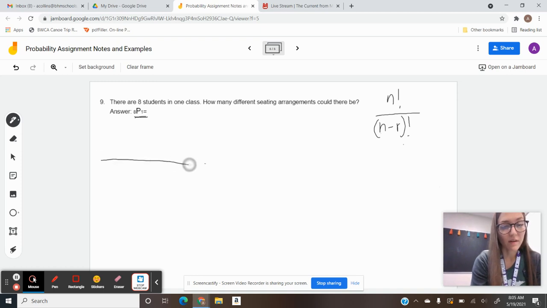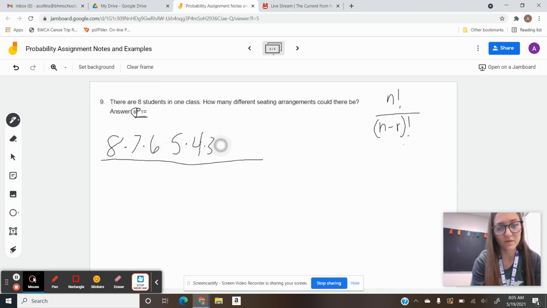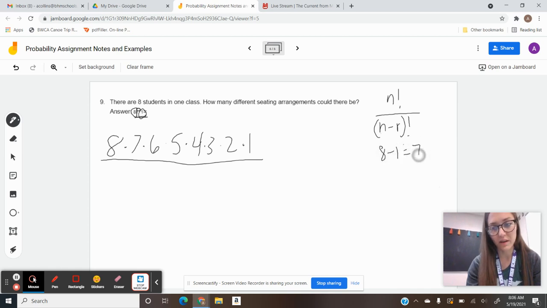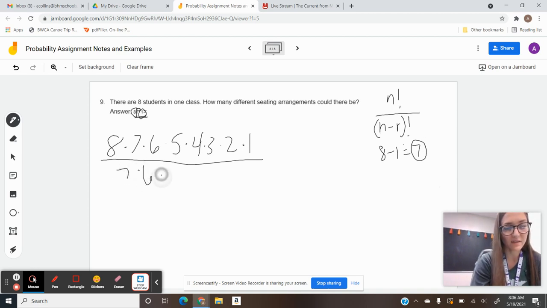We have 8 at the top, because that is the n, according to our notation right here, and we're going to do a factorial with that 8. So we're going to do 8 times 7 times 6 times 5 times 4 times 3 times 2 times 1. Now we need to take our n minus our r and do a factorial with that. So we have 8 minus 1 equals 7. So that goes at the bottom. And we're going to do a factorial with 7. So 7 times 6 times 5 times 4 times 3 times 2 times 1.